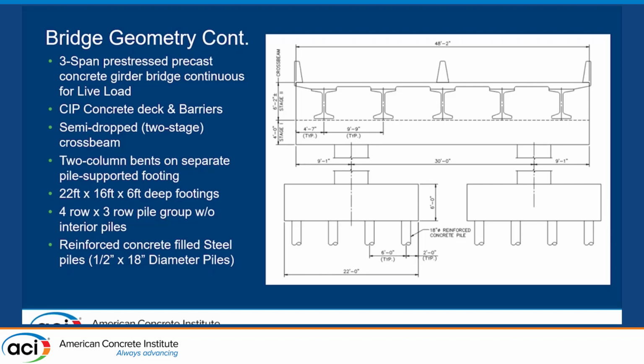We have 2 column bents separated on pile-supported footings. Those footings are 22 by 16 by 6 foot deep with 4 rows by 3 rows of piles. There's no interior piles at the column. And then we have reinforced concrete filled steel piles that are 1/2-inch wall, 18-inch diameter piles. This is all important because this plays into the soil spring stiffnesses that we need to generate.